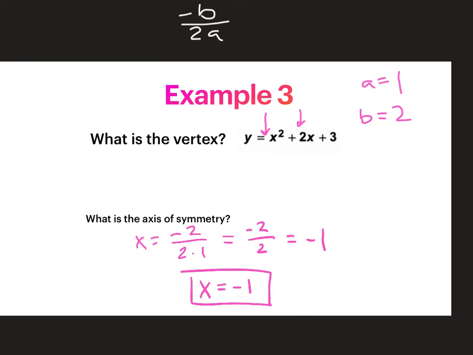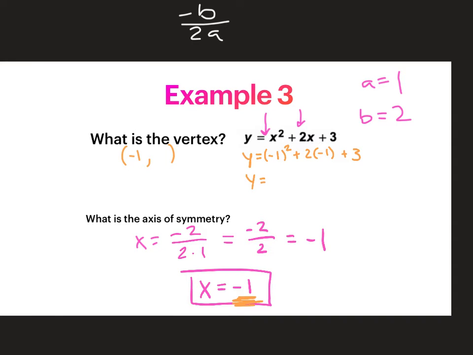All right, next we want to find the vertex. So do we have the first number in the vertex? Negative 1. So that first number always comes from the axis of symmetry. It's always going to be the same. Now how do we find the y? Plug it in. So we're going to plug in negative 1 into all of our x's. So y is equal to negative 1 squared plus 2 times negative 1 plus 3.